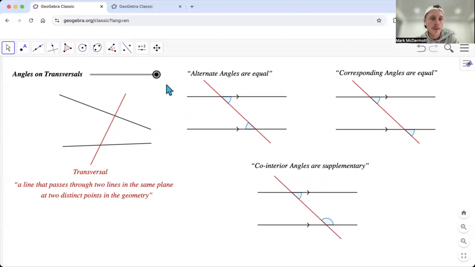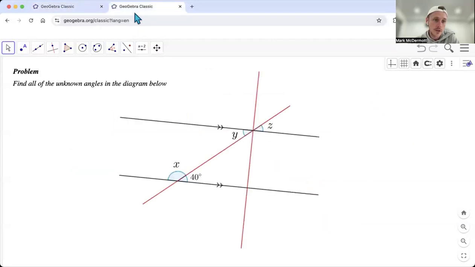Okay. Time to test if you understood that. Hopefully made some sense, makes sense to me at least. So find all the unknown angles in the diagram below. So I've got this diagram here. These black lines are parallel. We know that this angle here is 40 degrees. And your question is, see if you can find X, Y, and Z. Good luck. And I'll see you soon.